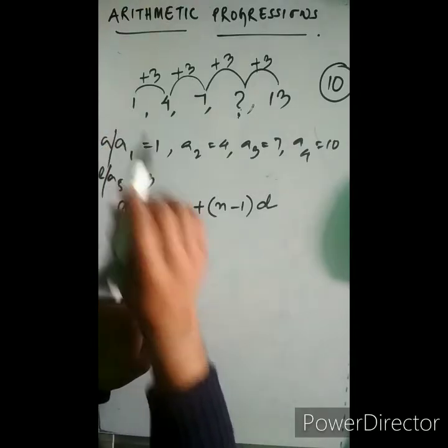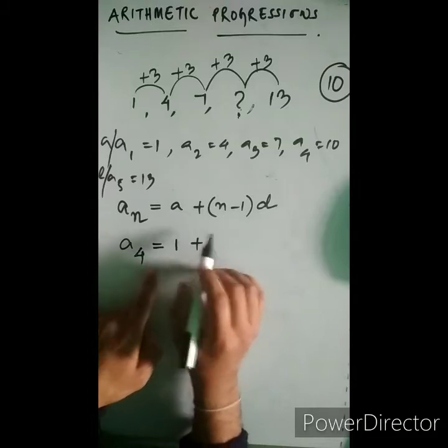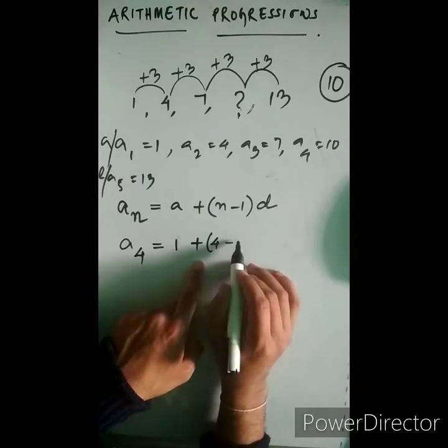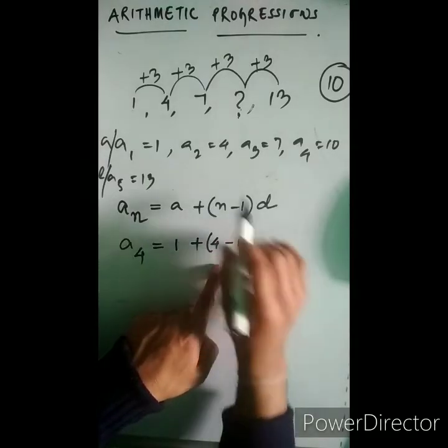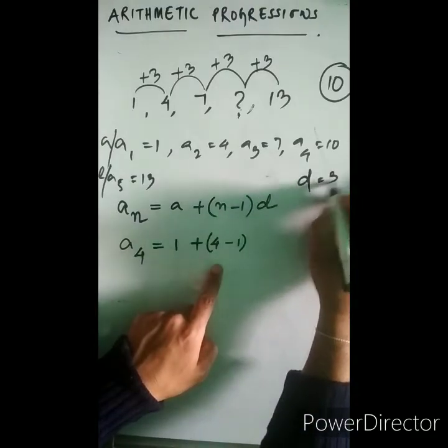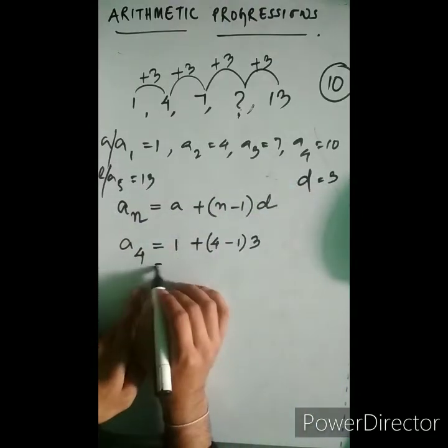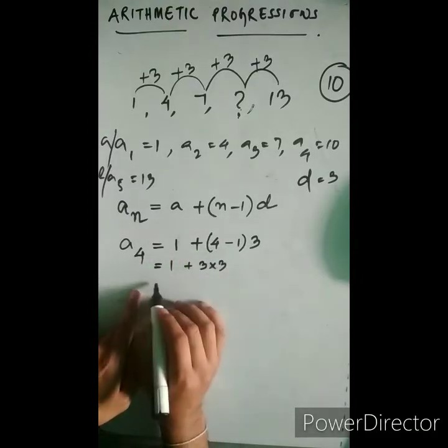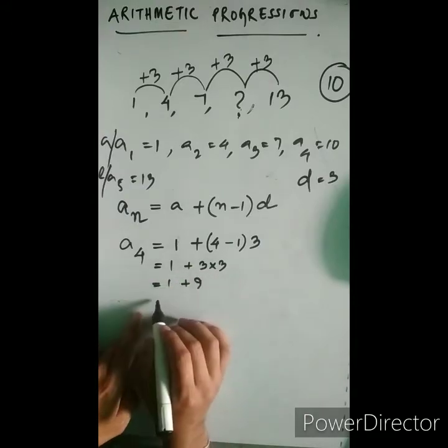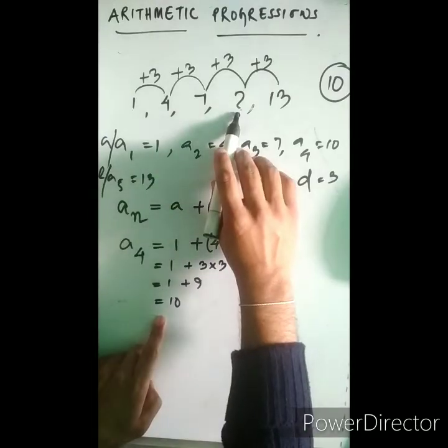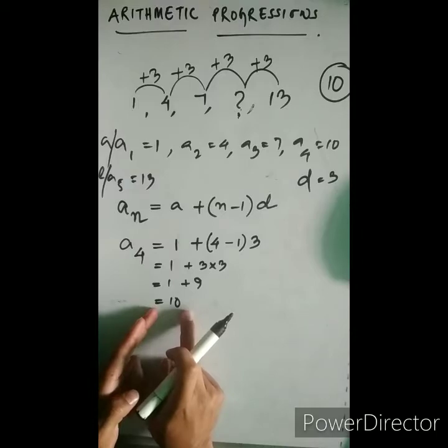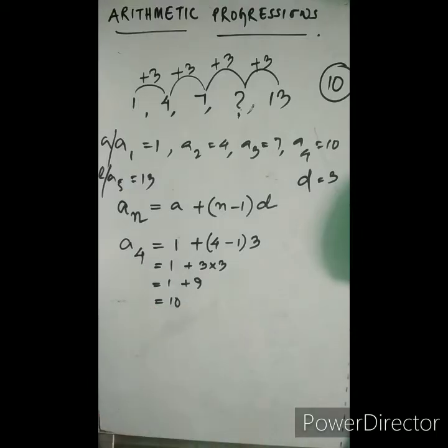What is the first term here? 1. So you write 1 plus. We have taken the value of n as 4, so here also you will write 4 minus 1. The d value, how much did we get before? We got d as 3. So you will write 3. Now 1 plus 4 minus 1, that is 3, into 3. So 1 plus 3 into 3, that is 9. So we get 10. There was 10 before, and now we get the value of a4 as 10. That means this is the formula that we are going to use in finding the term at the nth place.